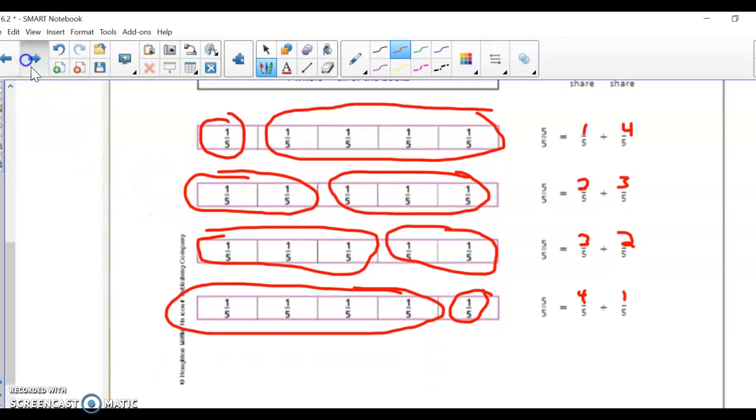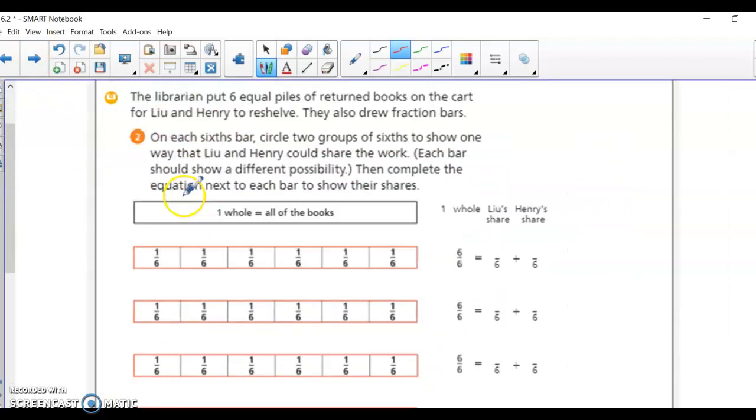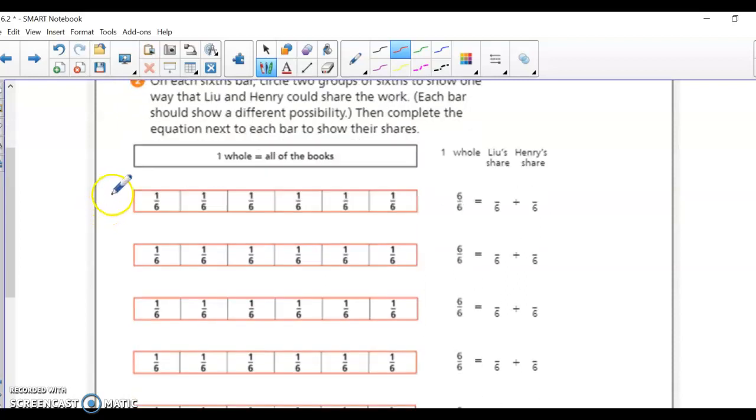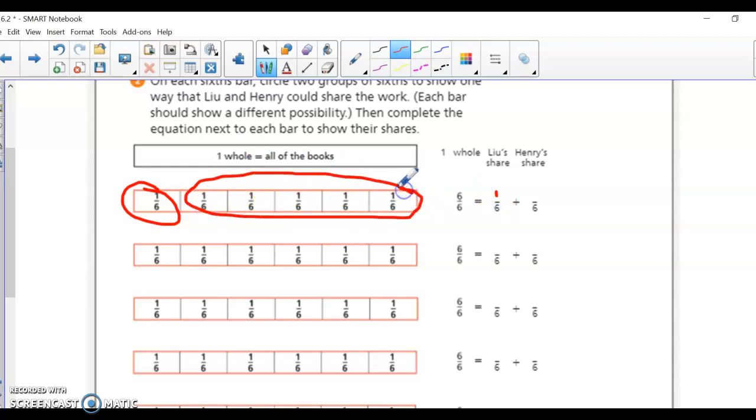Okay, turn the page. I want you now to do that with sixths, right? So we started this by saying 1/6. And then I had 1, 2, 3, 4, 5 more sixths. I'm going to circle my last 5/6, and you've got to circle all of them because we're including the whole, okay?